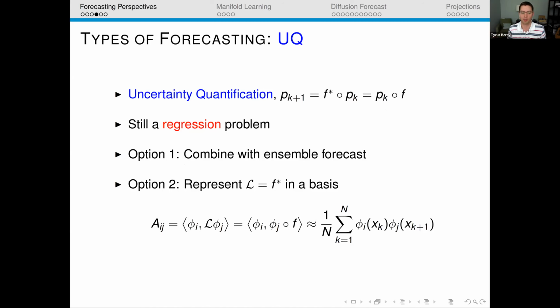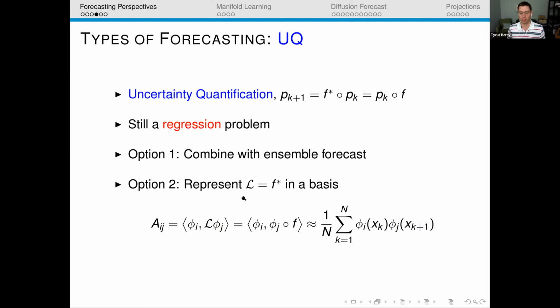So that's one option. But there is another option, which has really opened up the research area here, which is that you can instead think of this push forward as an operator. So I can think of f star as an operator that's mapping probability distributions to probability distributions. And I can reformulate the question. Instead of trying to regress and learn this function f, I'm trying to learn an operator L. And that perspective changes how you might think of this problem.